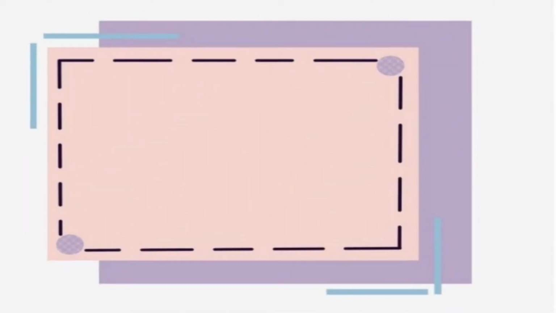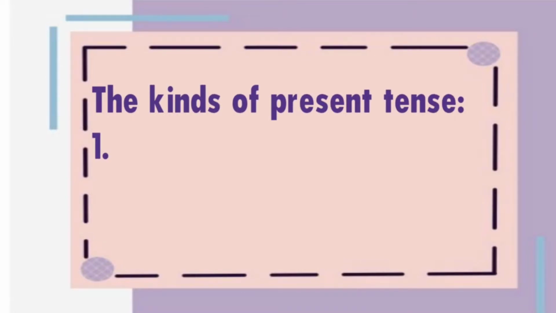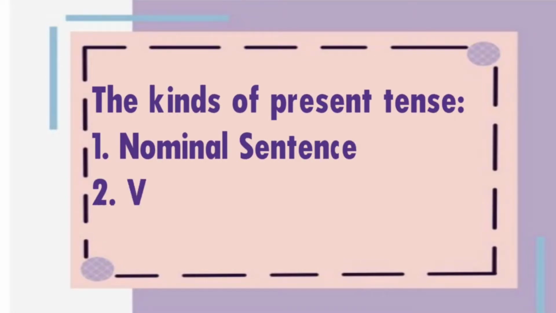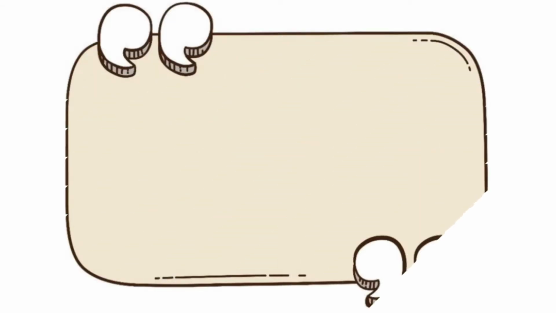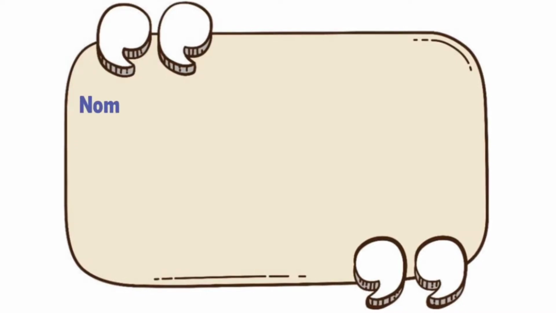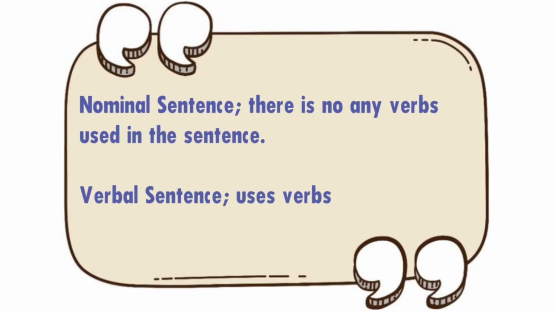Oh well, let's go to the second kind of this material, that's about kinds of present tense. There are two kinds of present tense. They are nominal sentence and verbal sentence. The difference between nominal and verbal sentence is we don't find any verbs in the nominal sentence while we use the verbs in the verbal sentence.